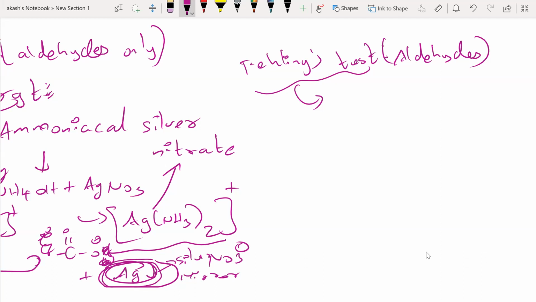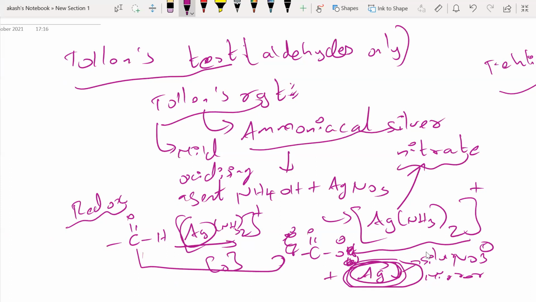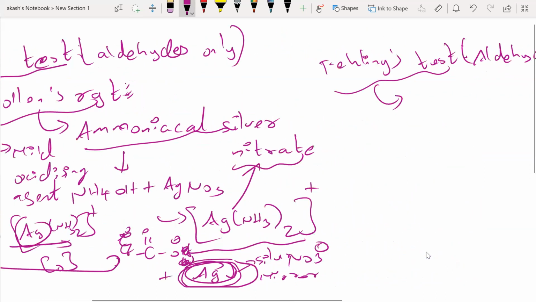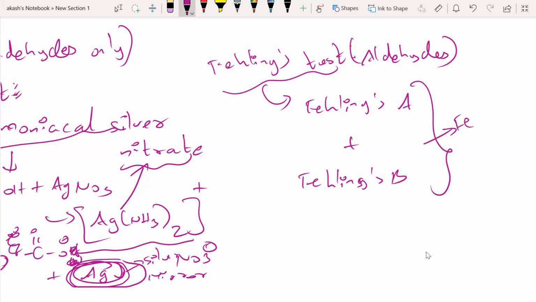Last time you had only one solution, that is ammoniacal silver nitrate solution. But in Fehling's, people, there are going to be two solutions, Fehling's A and Fehling's B. Fehling's A and Fehling's B will be added together to form the Fehling's solution, or I would say Fehling's reagent.